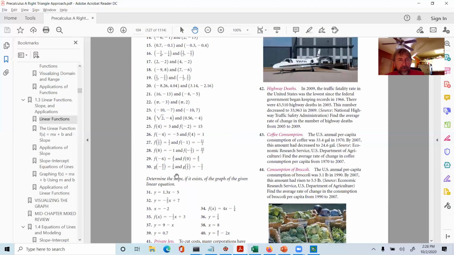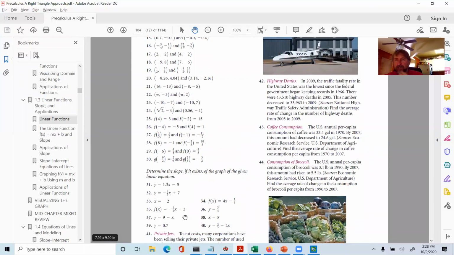31 through 33, you're given these points, determine the slope. So the slope is the multiplier times the x value. I'm sorry, y equals mx plus b. So like number 32, the slope is -2/5. In number 31, the slope is 1.3. In number 33, x equals -2, so I've got an infinite slope.